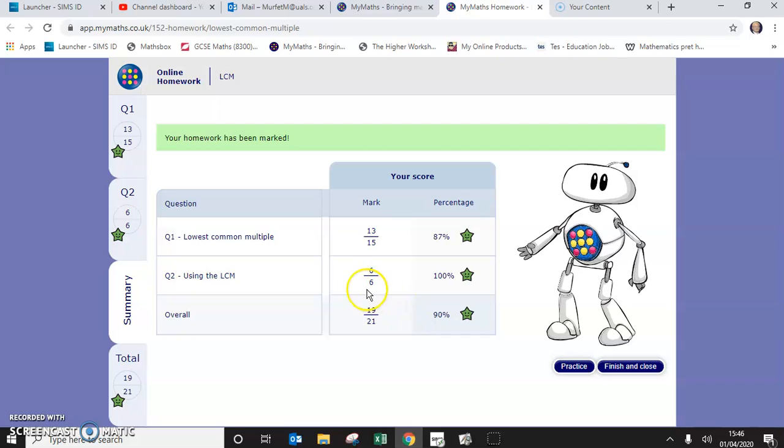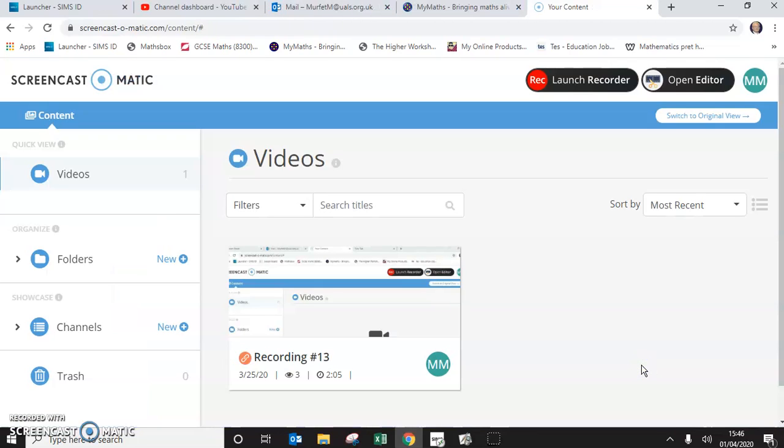Again, see your summary, and you can see the only bit I've got wrong is that to the lowest common multiple on the first question. Finish and close, and that would be your second part of your homework.